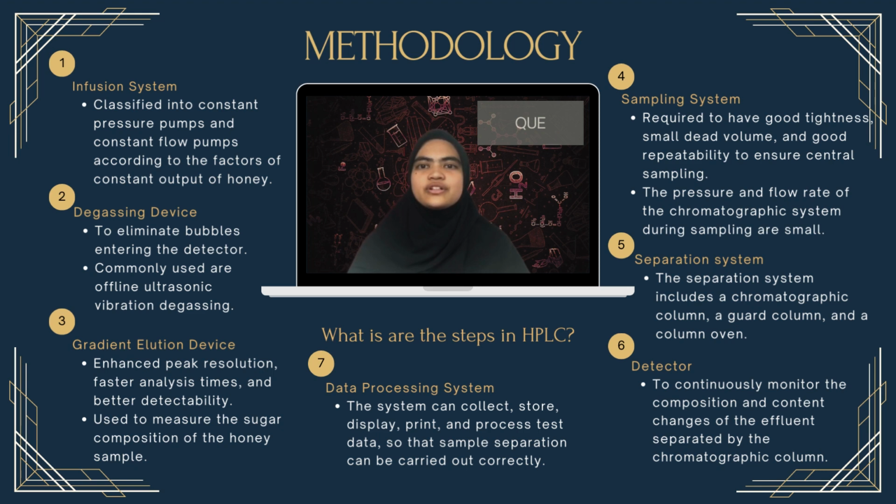The sampling system is required to have good repeatability to ensure accurate sampling and that the flow rate of the chromatography system remains small. Later, the separation system includes a chromatographic column and a column oven to further the analysis of honey. Then a detector is used to monitor the composition separation of the components in the honey sample. And finally, the data processing system processes the test data correctly, showing the results of each component that is present in the honey sample.